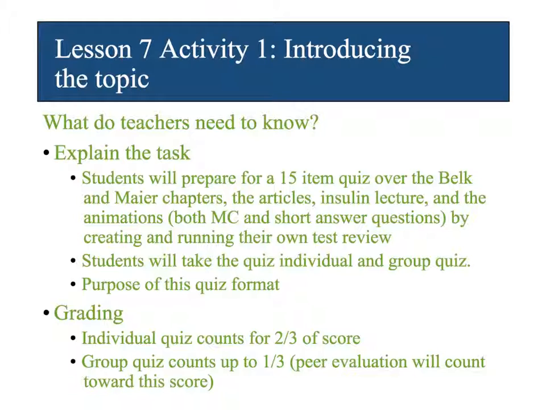Students will take a 15-item quiz over the Belk and Maier chapters 3 and the sections from 4, the articles they read, the insulin lecture that they took notes over, and the animations. They're going to have both multiple choice and short answer questions that are higher level. There's not going to be a whole lot of what is this, what is that kind of questions. It's going to ask them to think deeply about the information.